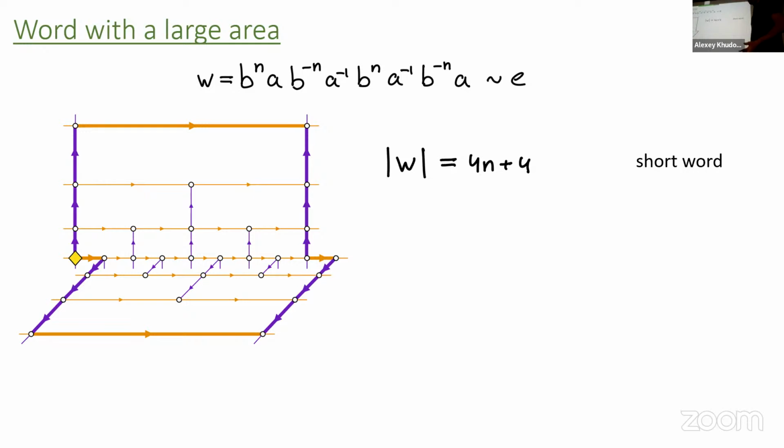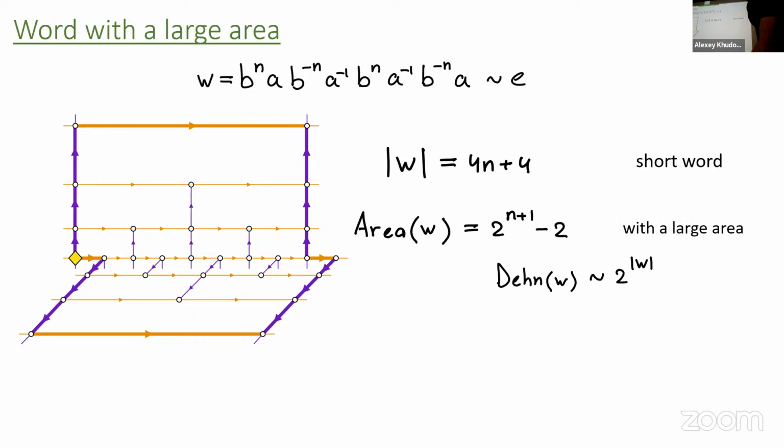The length of this word, you can easily count. It's just 4n plus 4, where n is some parameter. But the area of this word, so the number of rectangles that it encloses, actually scales exponentially with n. So the Dehn function of this word scales exponentially with the length of this word. And it turns out you can show that for this group, this is actually the worst case scenario. So for this Baumslag-Solitar group, the Dehn function scales exponentially with L.